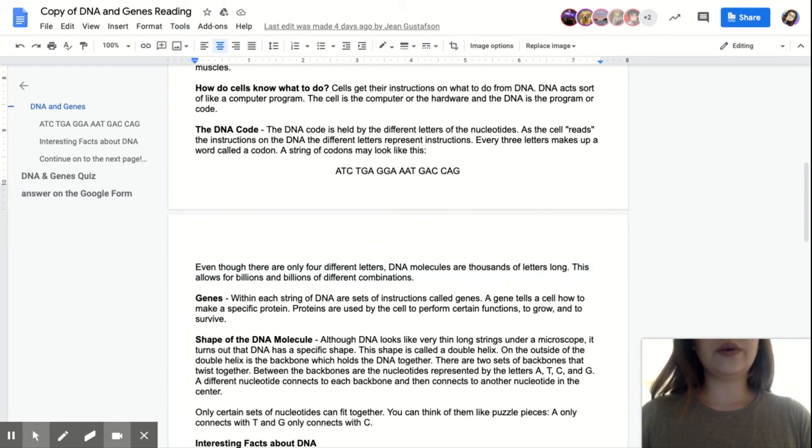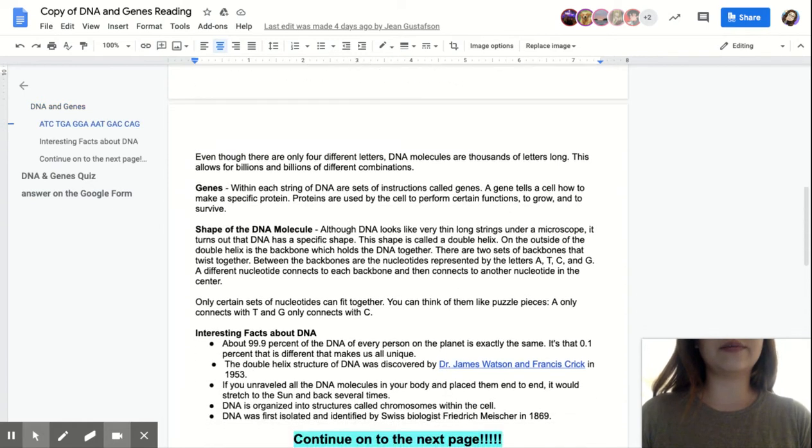The DNA code. The DNA code is held by the different letters of the nucleotide. As the cell reads the instruction on the DNA, the different letters represent instruction. Every 3 letters make up a word called a codon. A string of codons may look like this. So as you can see, this is 1 codon, this is 2 codon, 3, 4. So every 3 letters make up 1 codon. But here there's a string of them, so there's actually 1, 2, 3, 4, 5, 6 different codons.